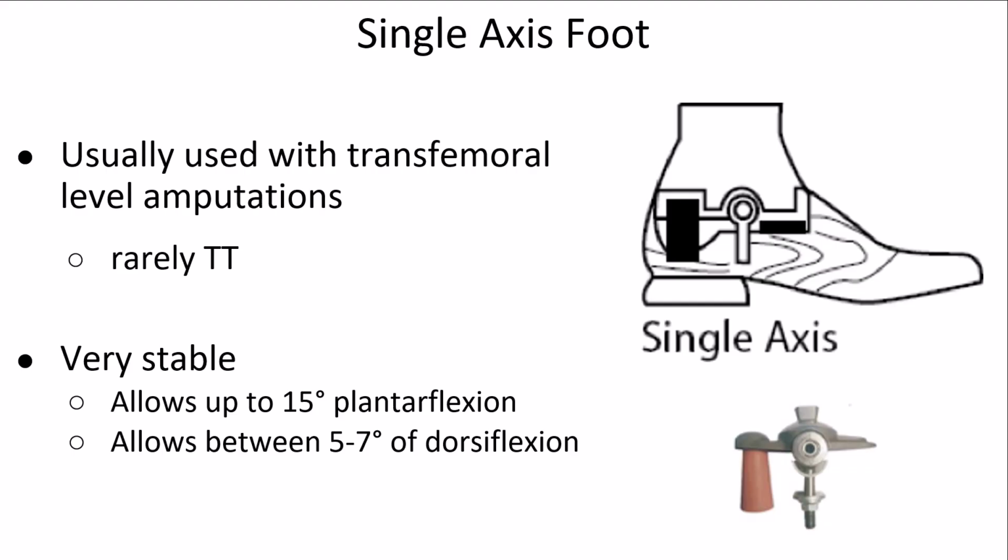Now, moving on to the next kind of foot that's eligible to a K1 ambulator, and this would be a single axis foot. This kind of foot is shown in the picture on the right-hand side of the slide, and you can see it's just a single axis. It's typically used with transfemoral level amputations, rarely transtibial. It's very stable, allows up to 15 degrees of plantar flexion and between 5 and 7 degrees of dorsiflexion. And again, that axis is right here, allows the foot to plantar flex and dorsiflex just enough.